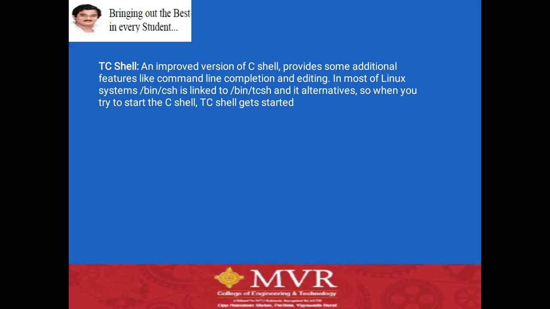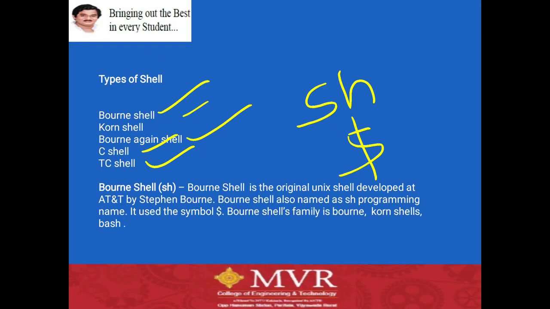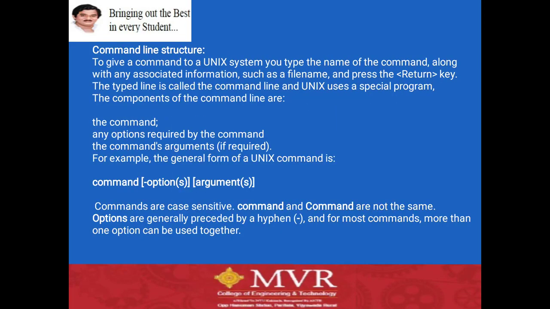Then the TC shell, which is the advanced version of the C shell. Normal C shell doesn't have command line editing, but the TC shell has that command line editing option. So it can also be used like the bash shell, that is the Bourne Again shell. Command line editing is allowed in the TC shell also. Okay, these are the 5 shells we will generally use in shell scripting.